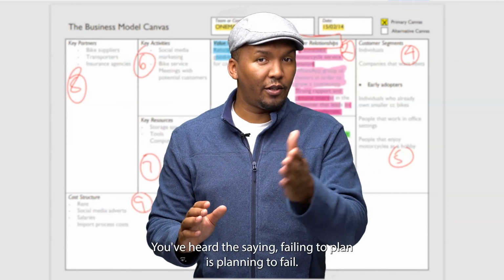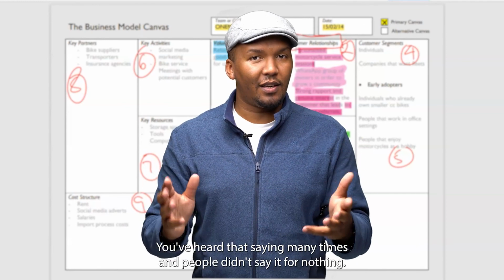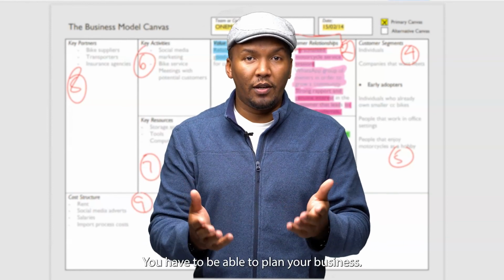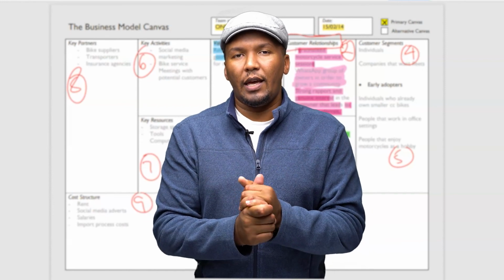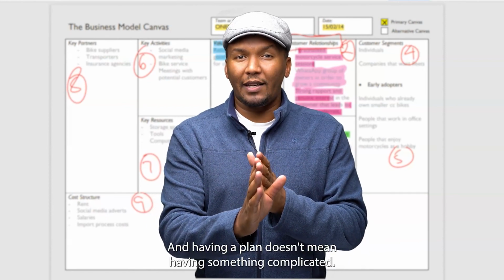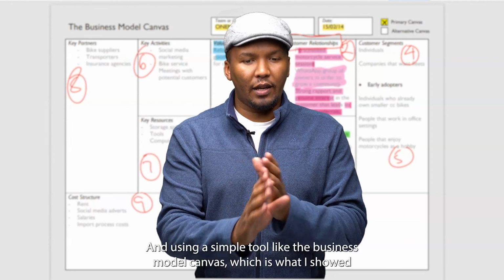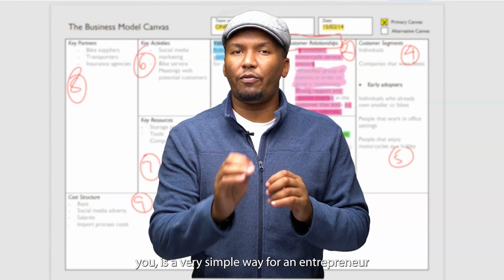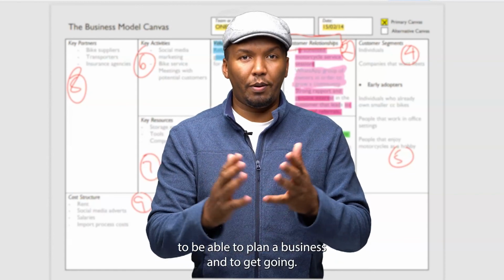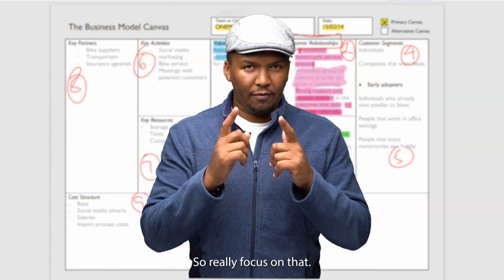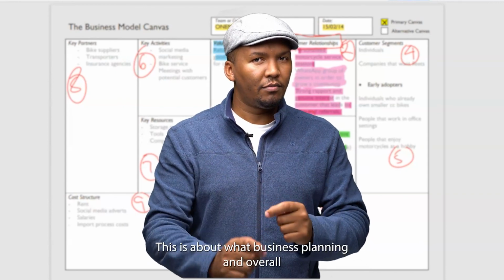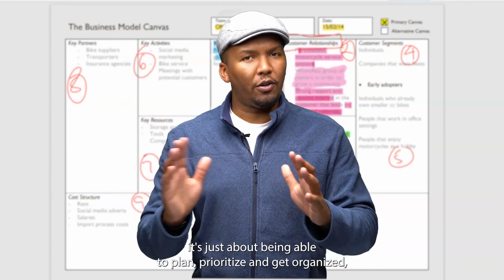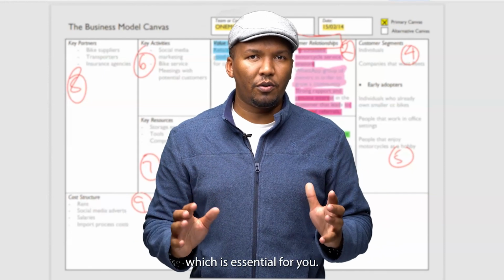You've heard the saying, failing to plan is planning to fail. You heard that saying many times. And people didn't say it for nothing. It's actually true. You have to be able to plan your business. And having a plan doesn't mean having something complicated. And using a simple tool like the business model canvas, which is what I've showed you, is a very simple way for an entrepreneur to be able to plan a business and to get going. So really focus on that. This is about business planning. And overall, it's just about being able to plan, prioritize, and get organized as an entrepreneur, which is essential for you.